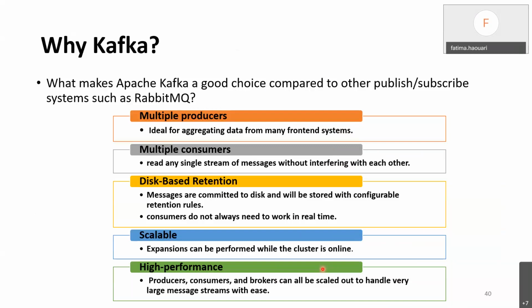Another important point is disk-based retention, where messages are committed to disk and will be stored with configurable retention rules. The configuration here is per topic, so every topic can have different retention rules. And in this case, consumers don't always need to work in real time. Even if consumers, for any reason, for example due to traffic, are slow, the data will still be available on the cluster. We will not lose data in this case.